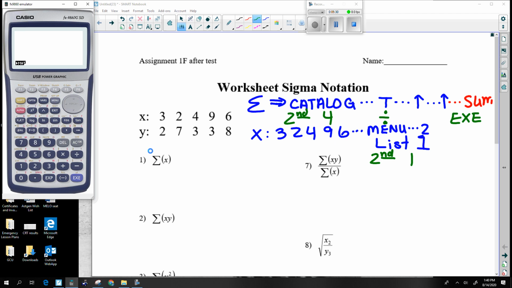All right, so for number 1, we want the sum of x. So sum of x is 24. Next, we want the sum of, I always open parentheses, x, y.